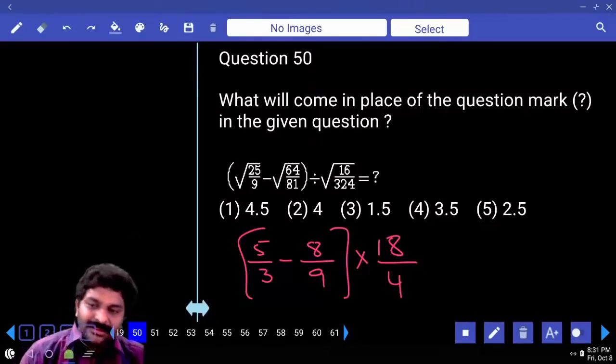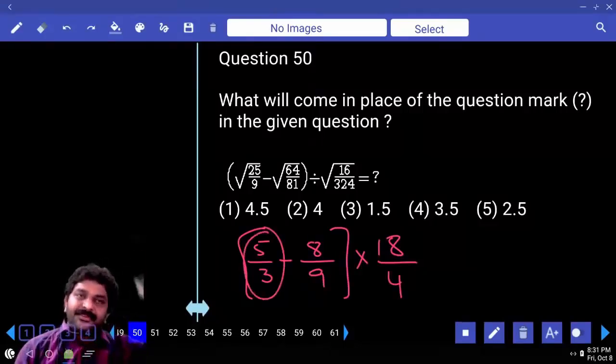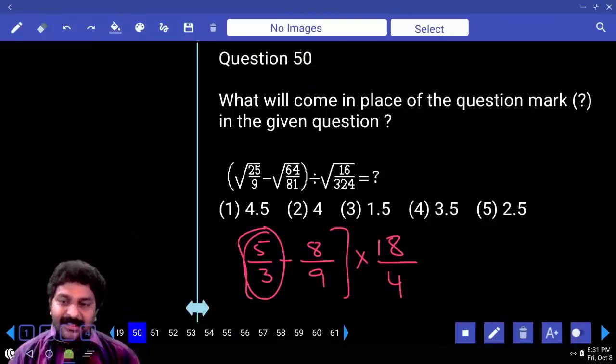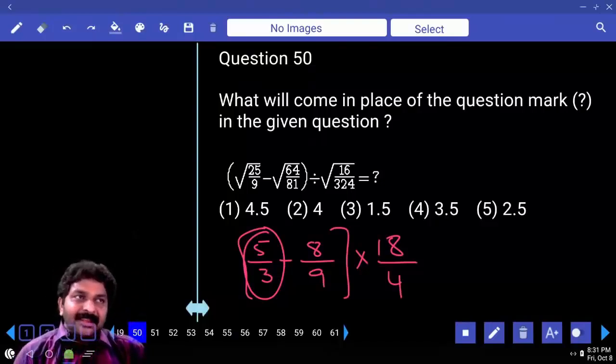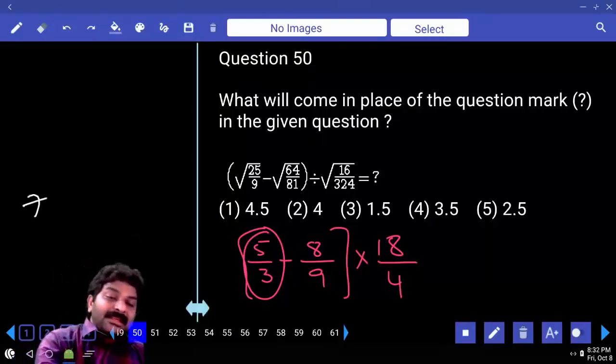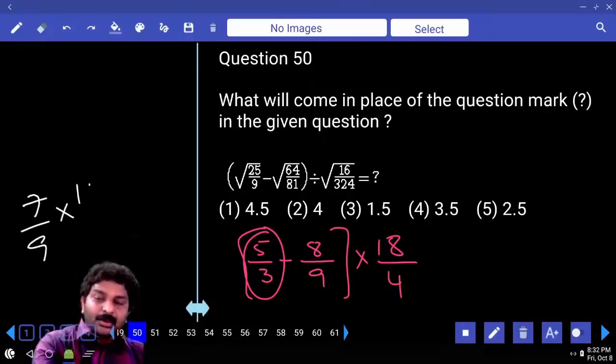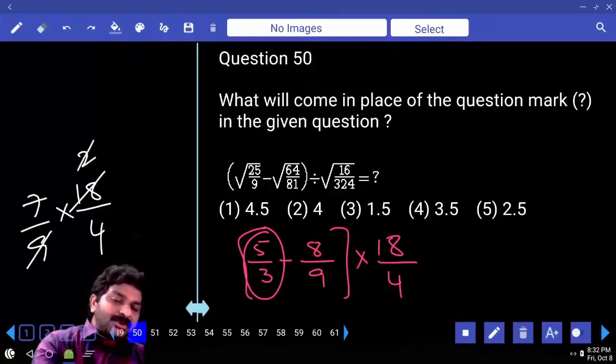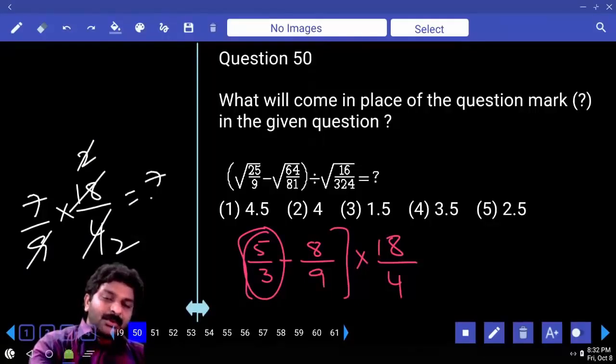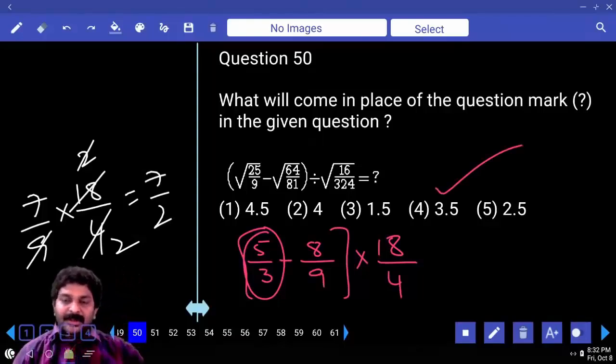Is that okay? Now treat this number as 15 by 9 because the other denominator is 9. Even in the first number also I am expecting denominator 9. So 15 by 9 minus 8 by 9, 7 by 9 into 18 by 4. 9, 2 times 2, 2 times 7 by 2. 3.5. Fourth option.